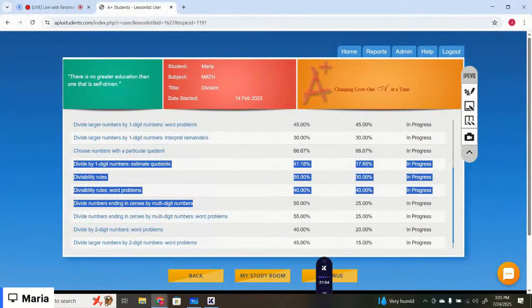Here I am on grade 4 math. The chapter we're on right now is division. Let's just start with the lesson that is divide by one digit number, estimate quotient. So let's just start with the lesson.